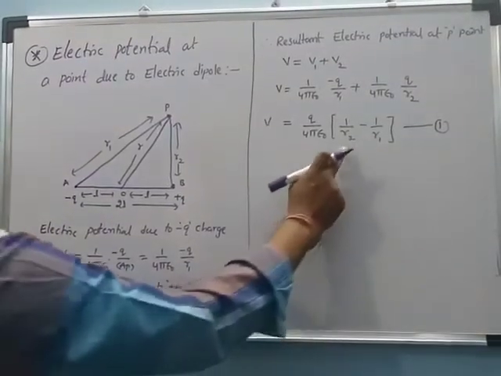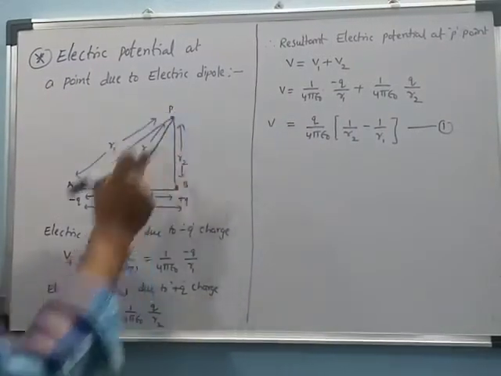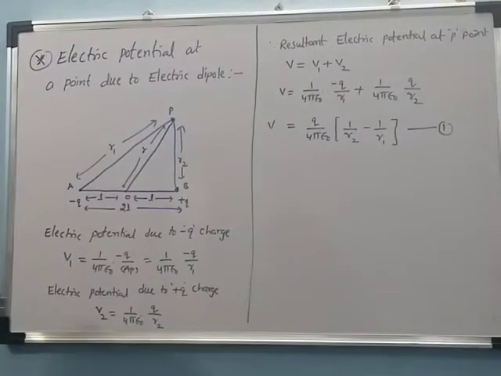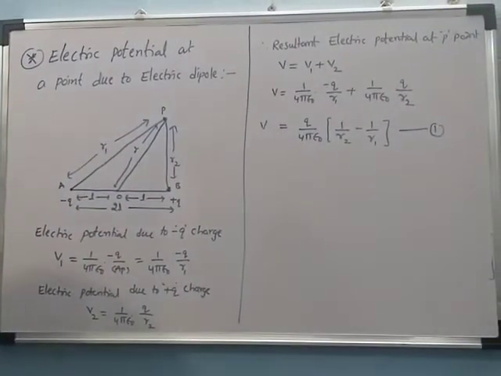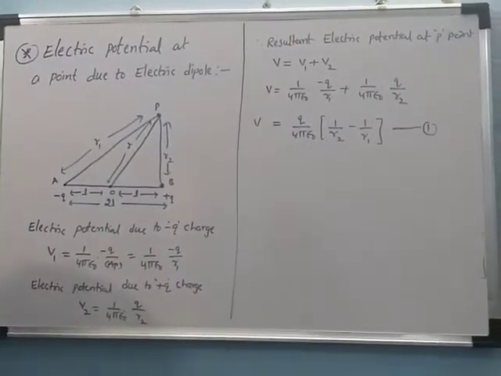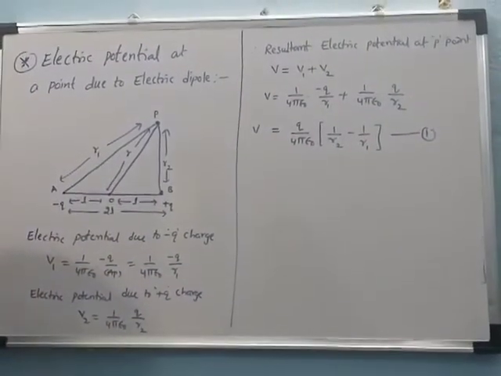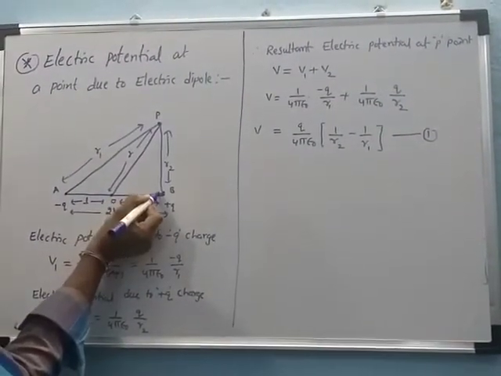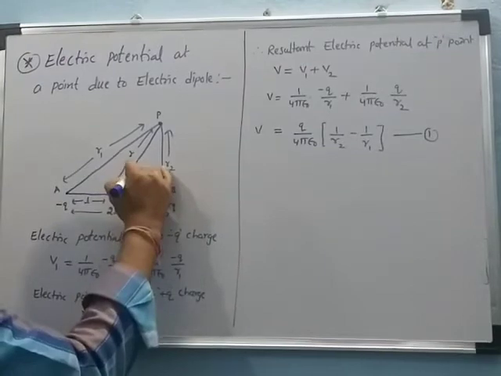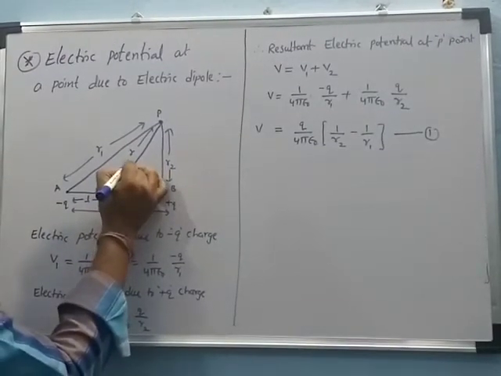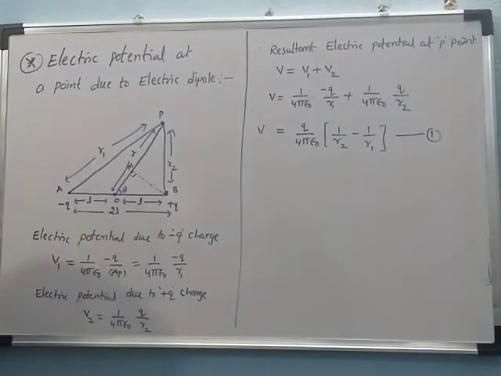Here R1 and R2 are the distances from the negative charge to point P and from the positive charge to point P. We can find the R1 and R2 values using the diagram, using a triangle. We draw a perpendicular line, perpendicular to the dipole axis, and this point we consider as M. Here it makes an angle theta.